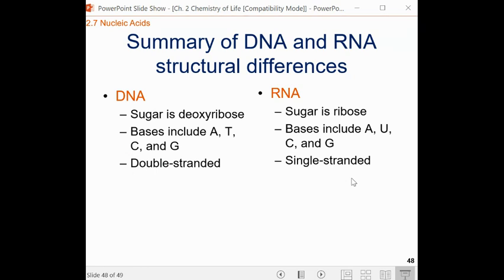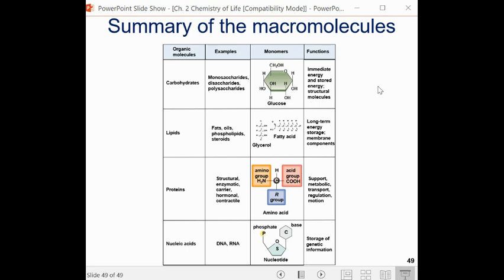So in summary, DNA has a sugar. The bases are A, T, C, and G, and it's double-stranded. RNA, the sugar is ribose, and the bases are A, U, C, and G, and it's a single-stranded molecule. So the macromolecules that we've discussed in this chapter are the 4: carbohydrates, lipids, proteins, and nucleic acids. We have the monomers of a monosaccharide in carbohydrates, fatty acids in lipids, amino acids in proteins, and nucleotides in nucleic acids.